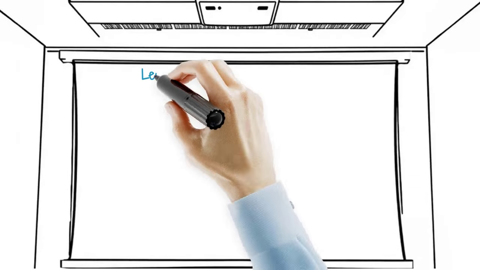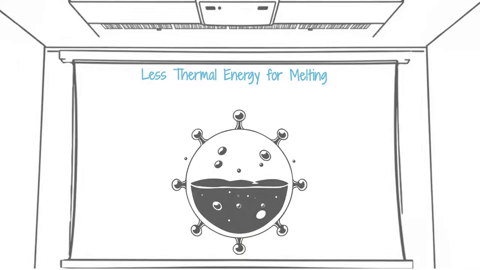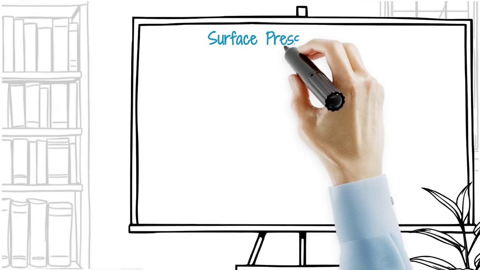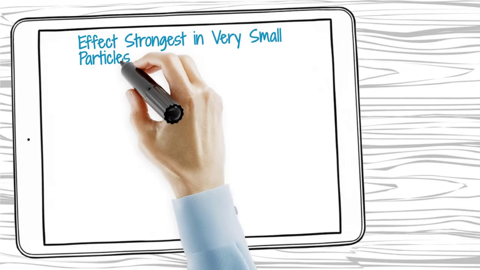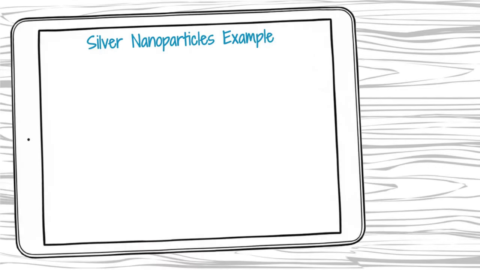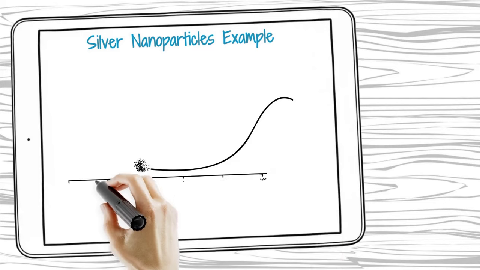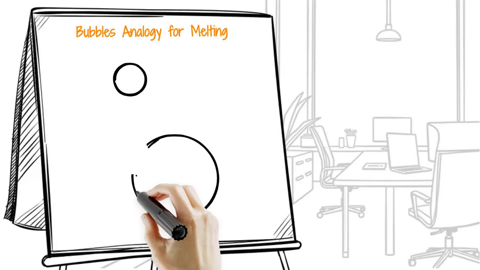This added stress from curvature means that less thermal energy is needed to trigger melting. Essentially, small particles experience more surface pressure, destabilizing them. This effect is strongest in particles below a few nanometers in diameter. Silver nanoparticles exhibit a decrease in melting point proportional to how curved or small they are. It's like bubbles popping more easily when they're small, because their curved surface holds more tension.